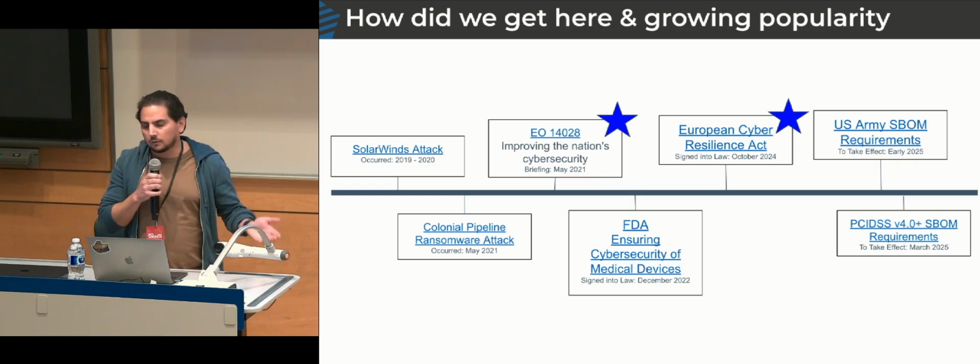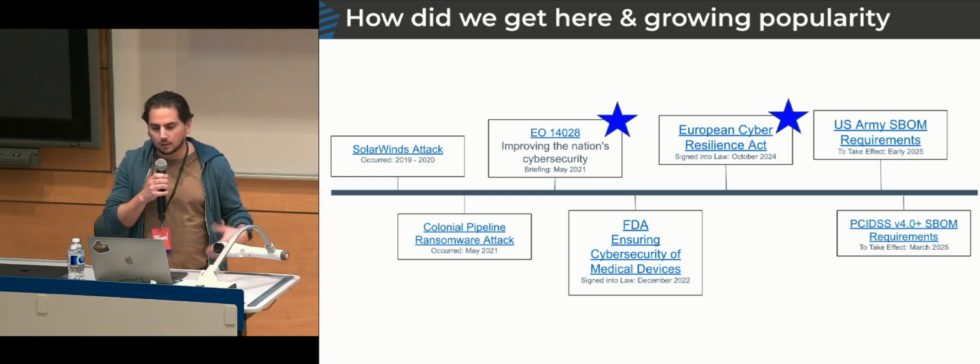Essentially, I mean, if you want to sell to the US government or you want to sell any digital product in Europe, you need to provide an SBOM. You need to know what's in your product and make that available.